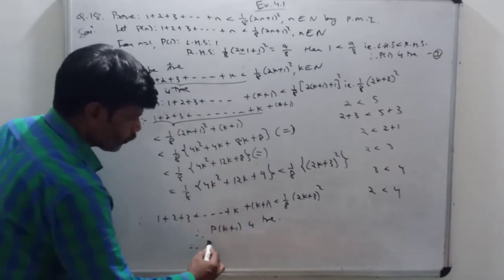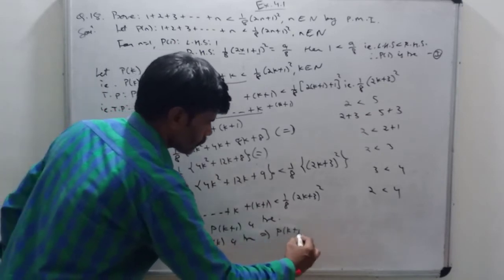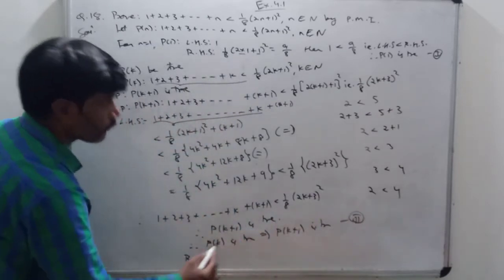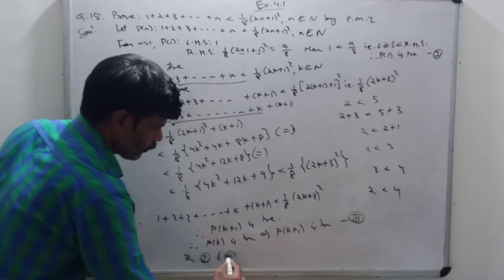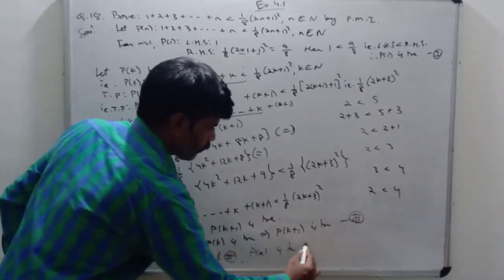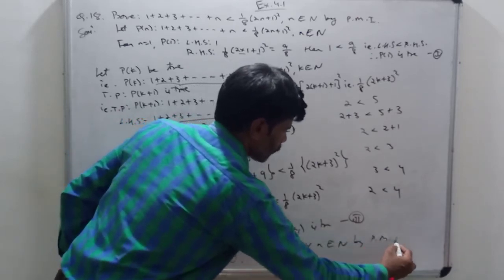Therefore P(k) is true implies P(k plus 1) is true. Call it result number 2. From 1 and 2, P(n) is true for all n belonging to N by PMI, the principle of mathematical induction.